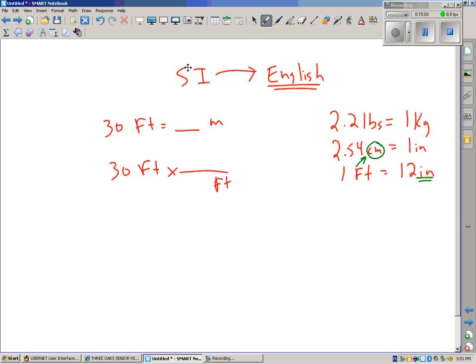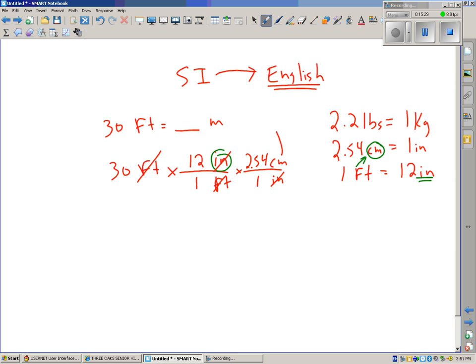So I want the feet to cancel away, and I'm going to get to inches. There's 12 inches in a foot. Now I'm only at inches, and that is not where I want to end up. I need to keep going. So I keep going with my conversion. Inches down below, those are going to cancel, and now I can get to centimeters. And there's 2.54 centimeters in 1 inch.